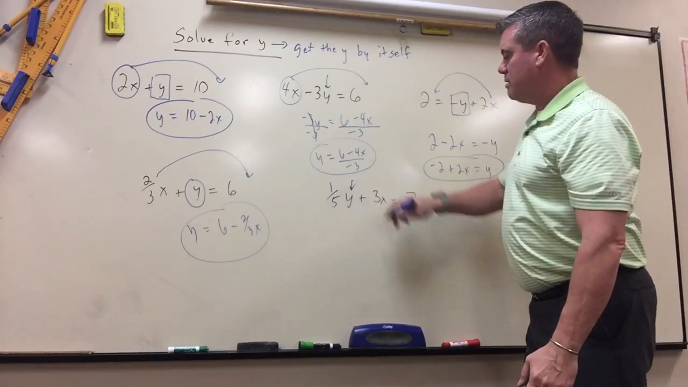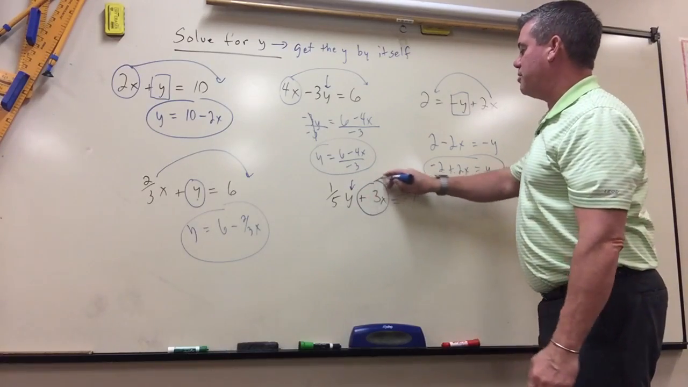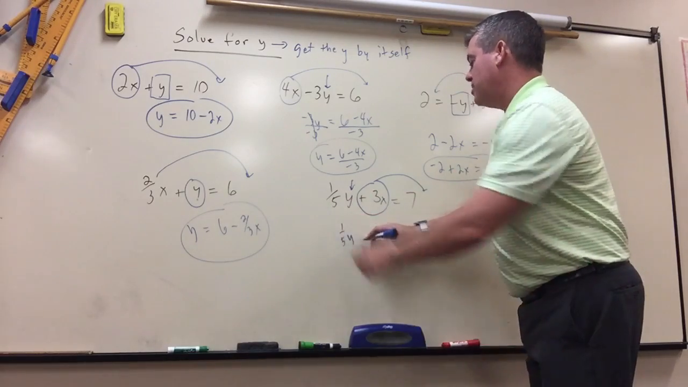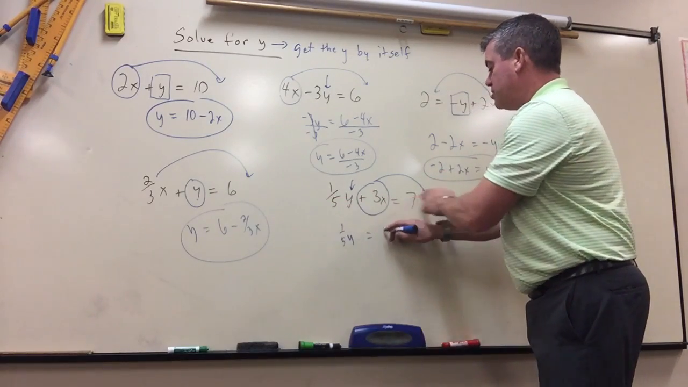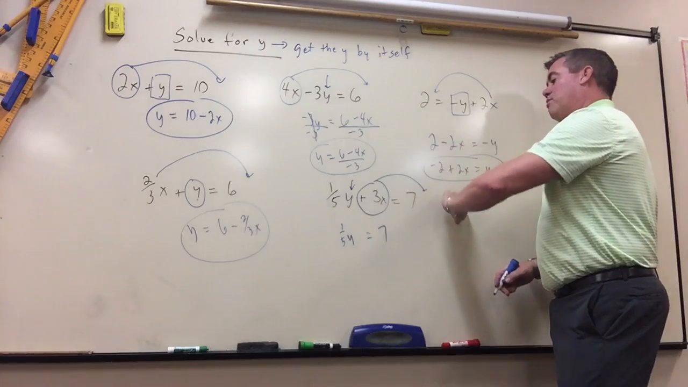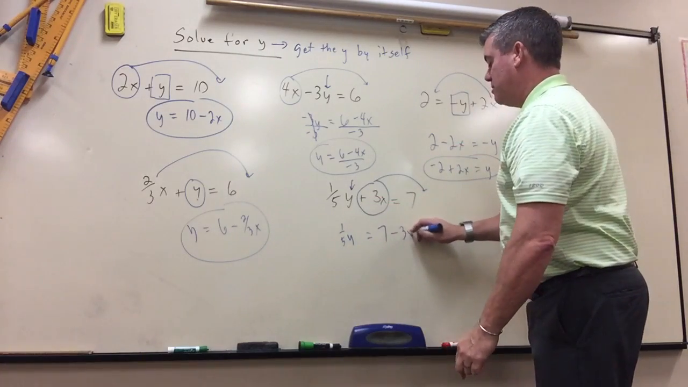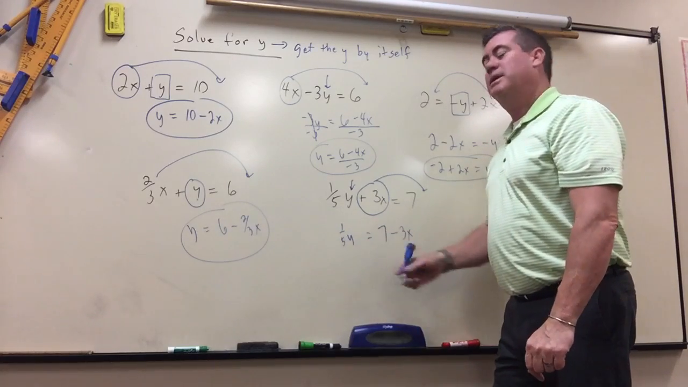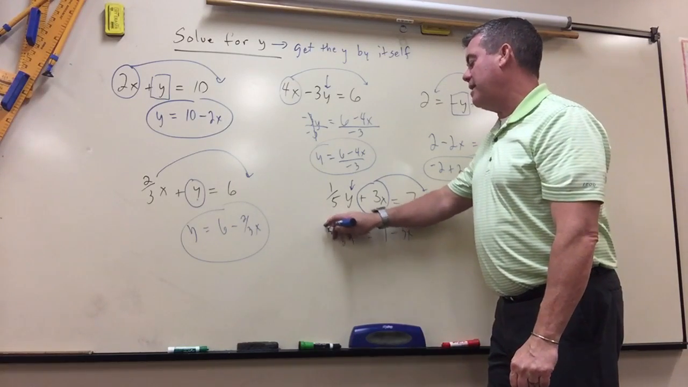Here, there's the y. So I gotta get rid of this first, because it's not attached to the y. So the 1/5 y stays there. The 7 stays there. I move this over, changes from plus to minus. Now, what do you do when it's 1/5 times y? Take it times the reciprocal, 5.